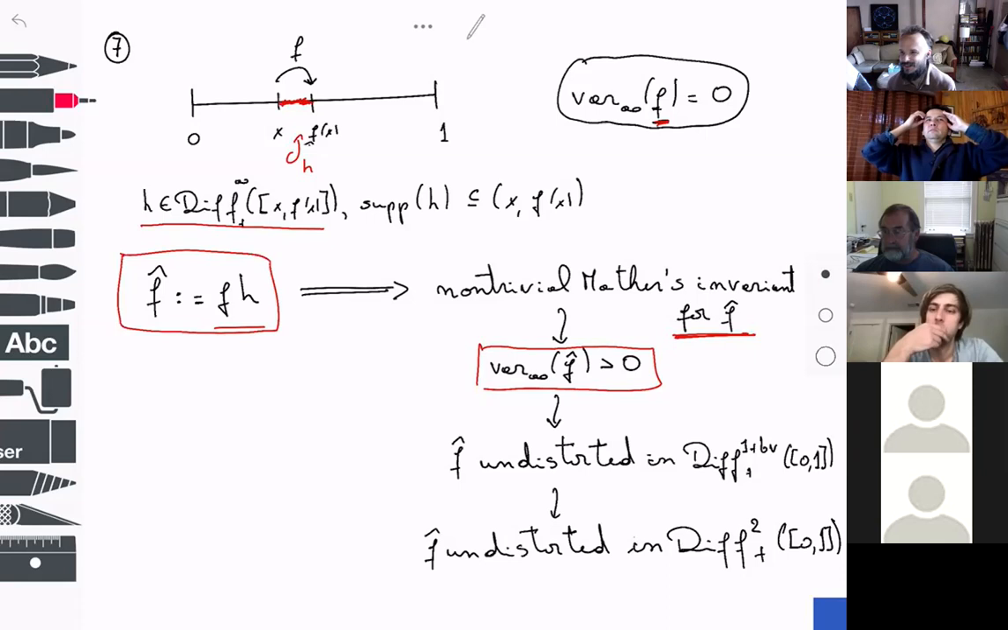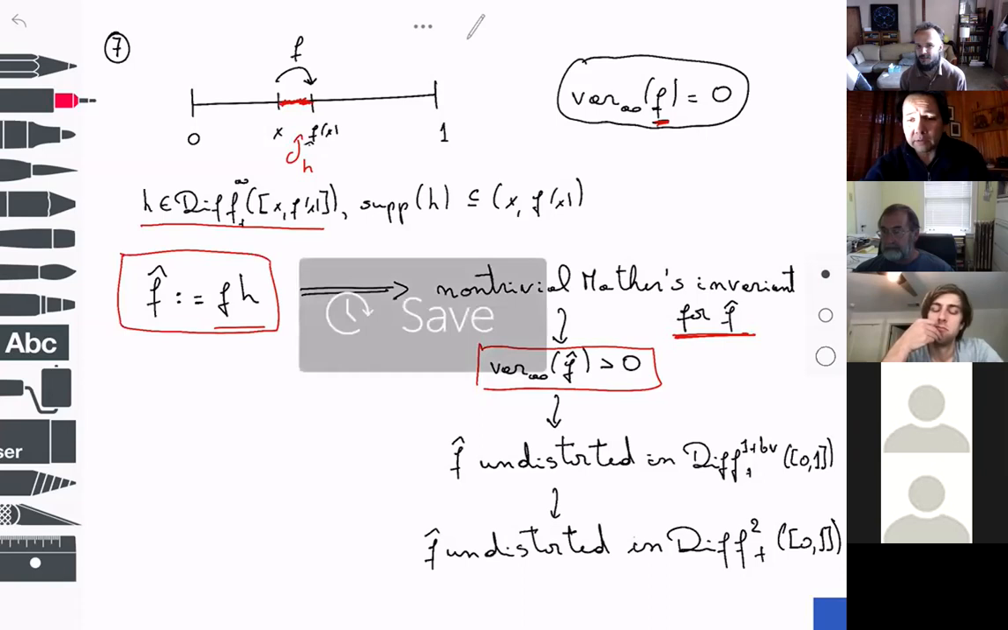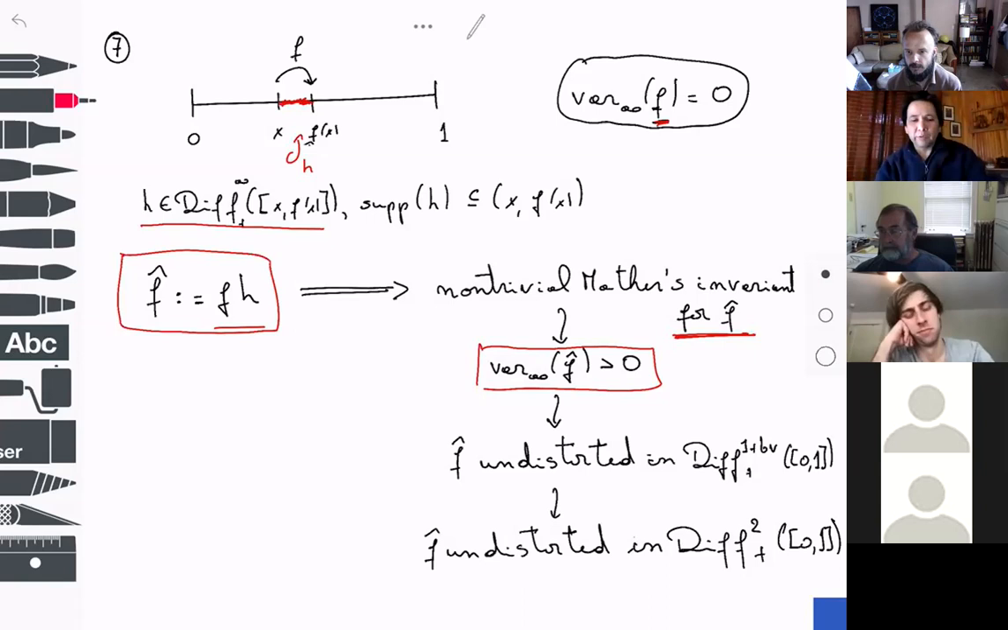I know that Sebastian is not here in the audience, but Sebastian Hurtado knows a lot of this, because his strategy for dealing with group homomorphisms within diffeomorphism groups goes through distorted elements. So I should go again into his paper and look at whether he proves something explicitly in this direction.